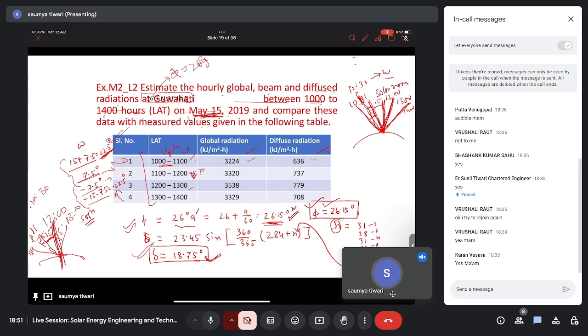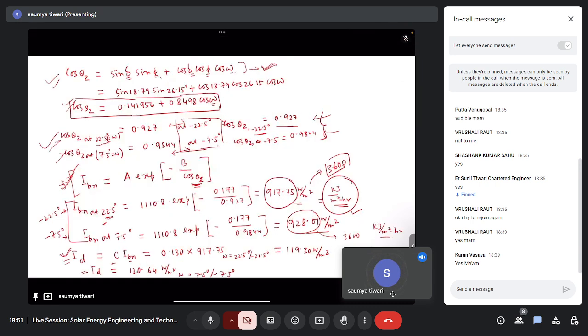Now we have extracted all the parameters given in the question. Now we have to focus on the hourly global, beam and diffuse radiation. We first have to calculate cos theta z, which will be used in the question. Cos theta z can be calculated in terms of declination angle, your latitude and your hour angle. If you put all the given values back into the equation, then cos theta z at different hour angles, 7.5, 22.5, minus 7.5 and minus 22.5, can be calculated.